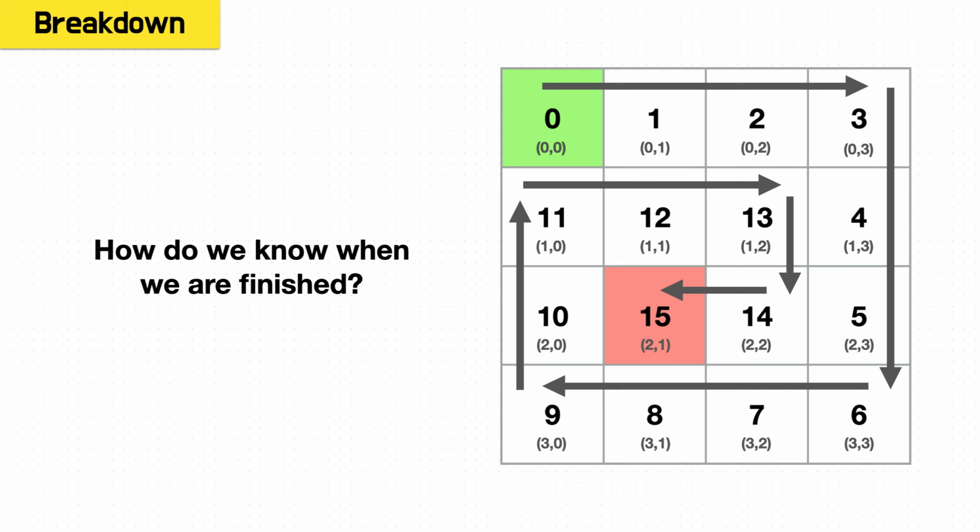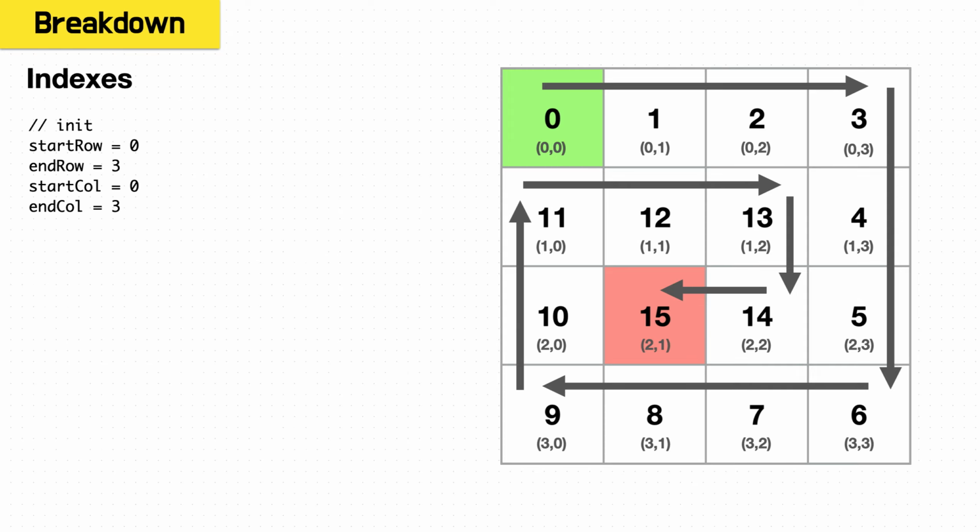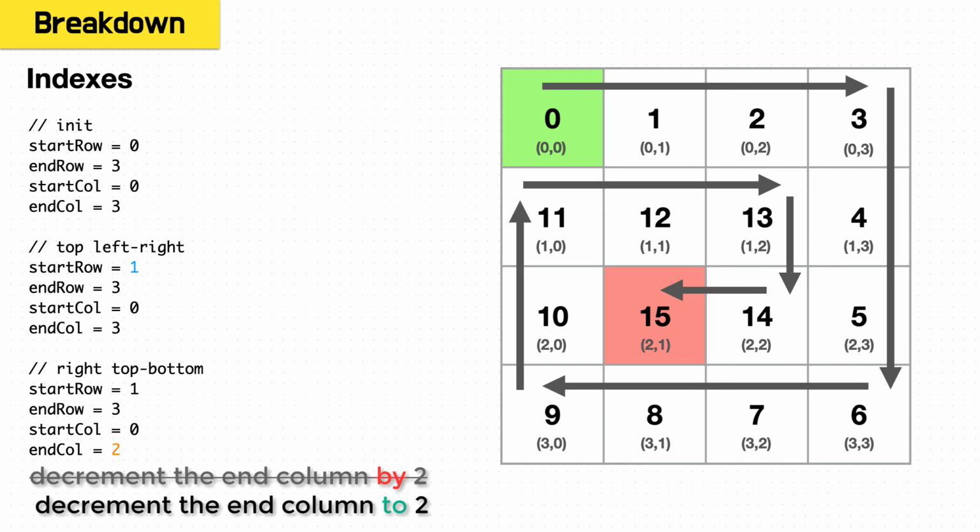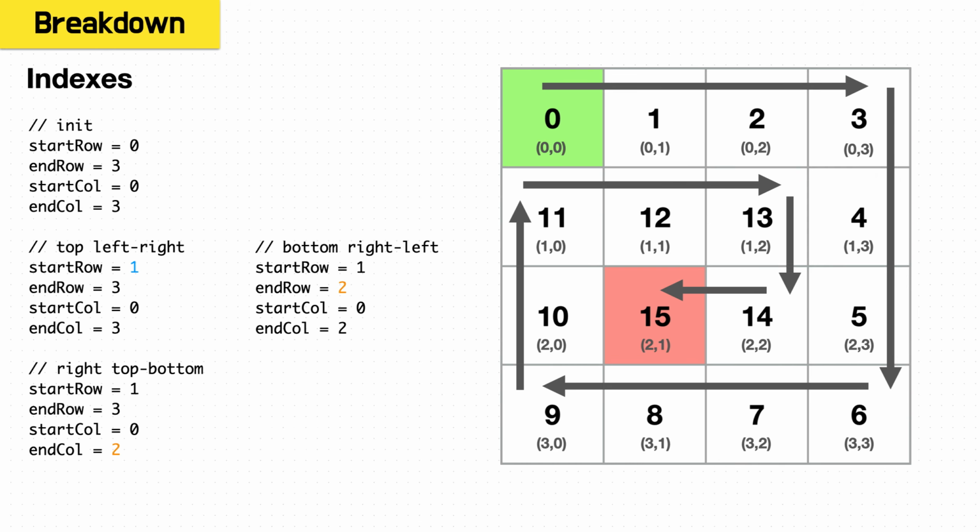So now we're dynamically tracking our perimeter and moving it inward each time we complete a side, but how do we actually know we're done? How do we know we reached this last item? Let's very carefully track our indexes and see what's happening. So our start and end row is 0 and 3, and then the start and end column are also 0 and 3. We go across the top from left to right and increment our start row by 1. Then we go down the right side and decrement the end column by 1, to 2. Then we go across the bottom right to left and decrement our end row to 2.